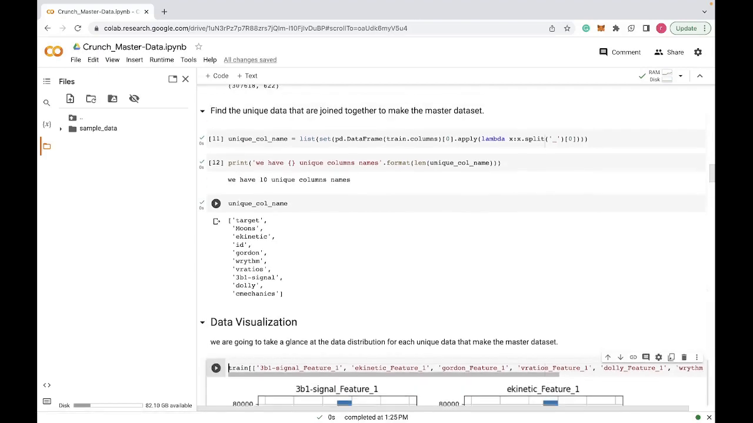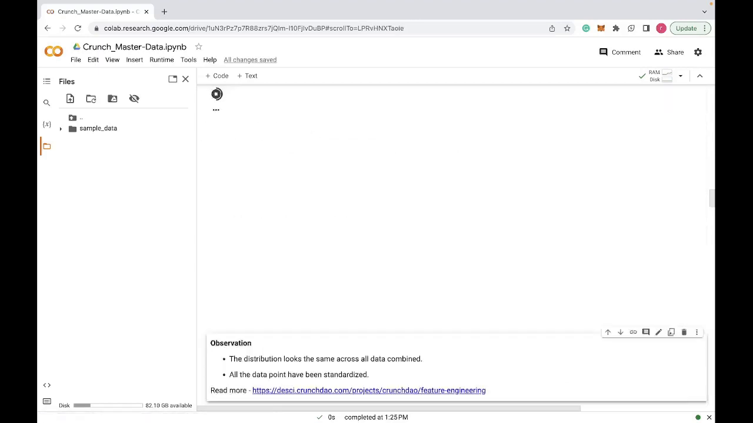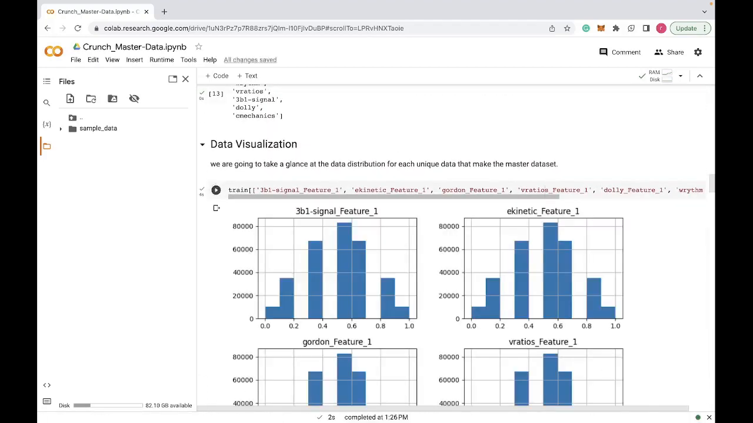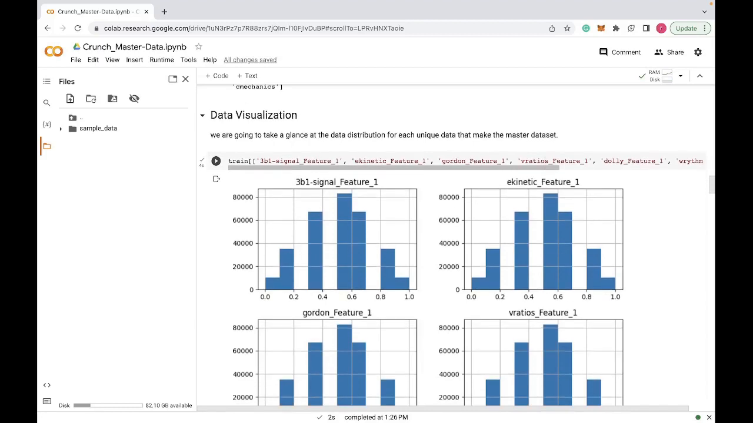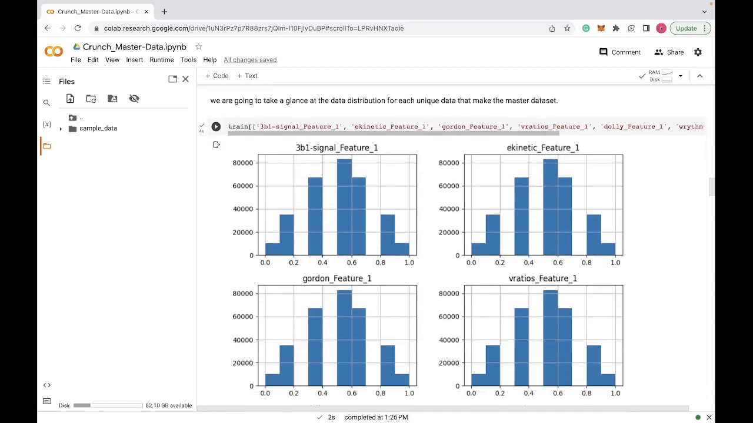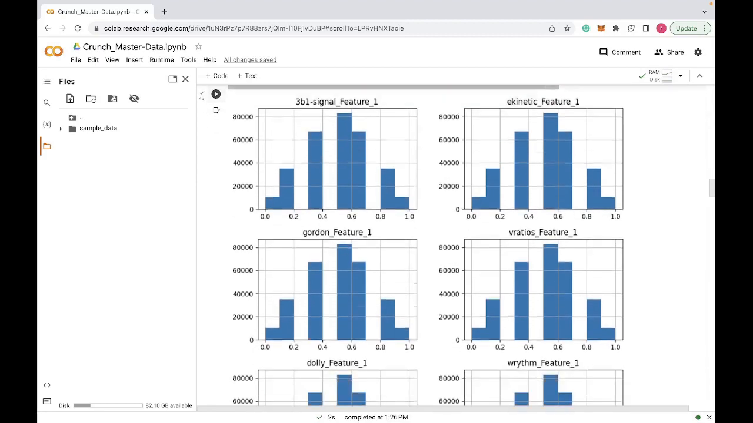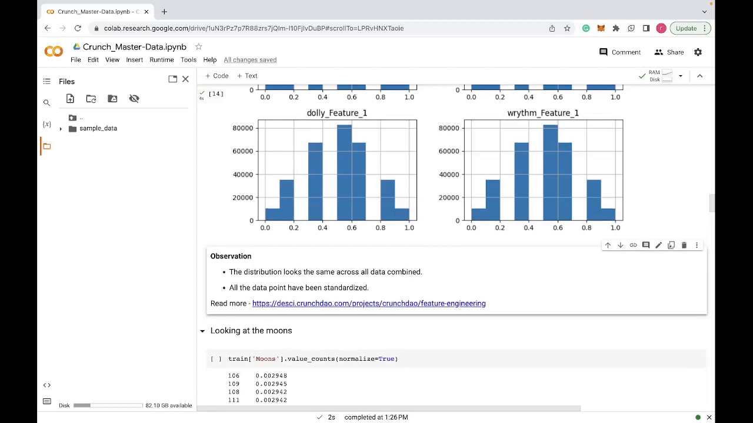So we want to do a data visualization on our data. We want to visualize some of the features that combine to make the master dataset. So we have the 3B signal. We observe that feature one for each of the ones that comprise the data that makes the master data looks similar in distribution. But if we check across each feature, we can see differences. The general observation is that the distribution looks the same across all the data combined.